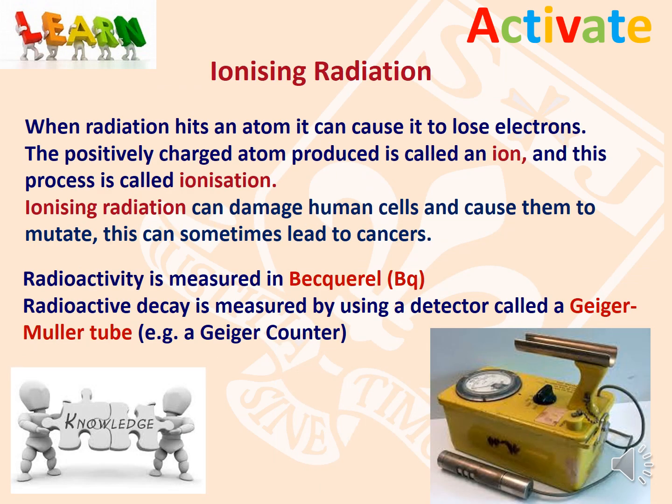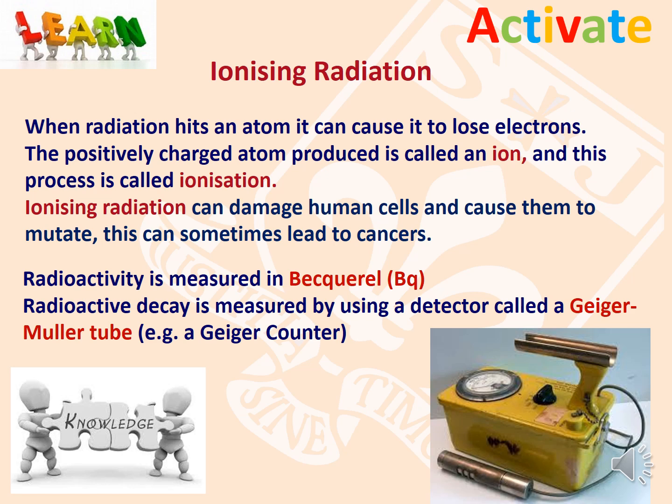When this radiation is emitted, we call it ionizing radiation. We know from chemistry, earlier on in the year, that an ion is a charged particle, caused by losing or gaining an electron from its outer shell. Now with ionizing radiation here, we are always creating a positive ion, because radiation being absorbed by an atom will cause it to lose an electron. This ionizing radiation is dangerous to human cells and can cause them to mutate, which sometimes can lead to cancers.